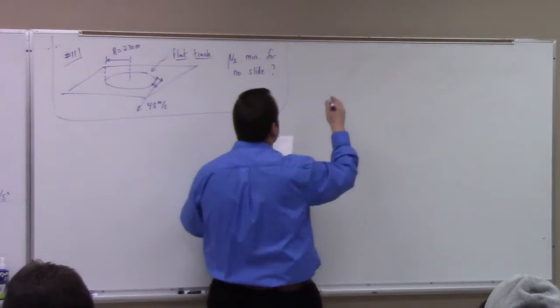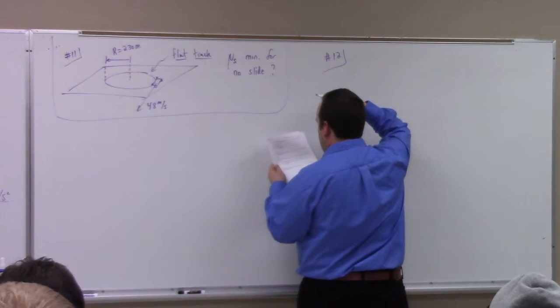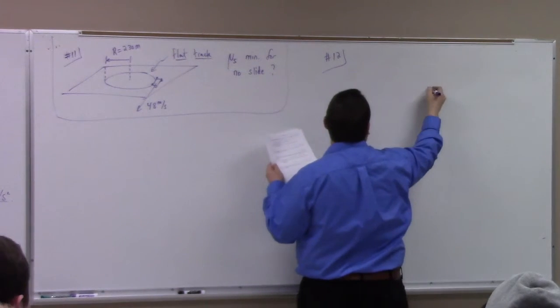Then let me go ahead and put number 12 up here while I'm at it. Number 12, we're going to look at an airplane flying in a loop of radius 170 meters.